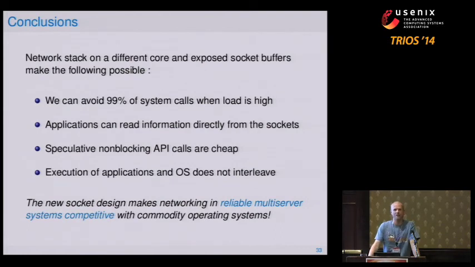When we can read the data from the socket, the speculative non-blocking API becomes relatively cheap. And the execution of the application and the operating system doesn't interleave, which contributes to smoother execution of both. And most importantly, we have demonstrated that reliable multi-server systems, which were always considered to be terribly slow, can actually have network performance competitive with commodity operating systems.